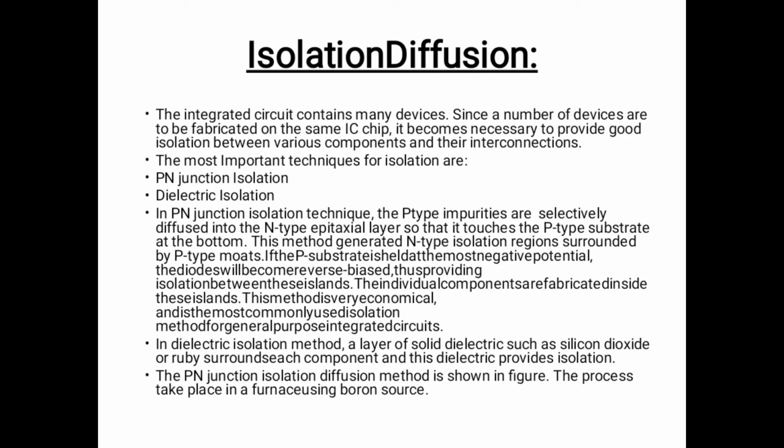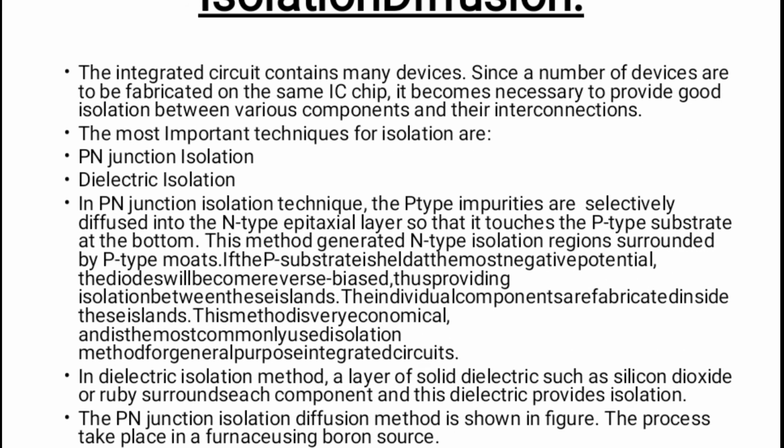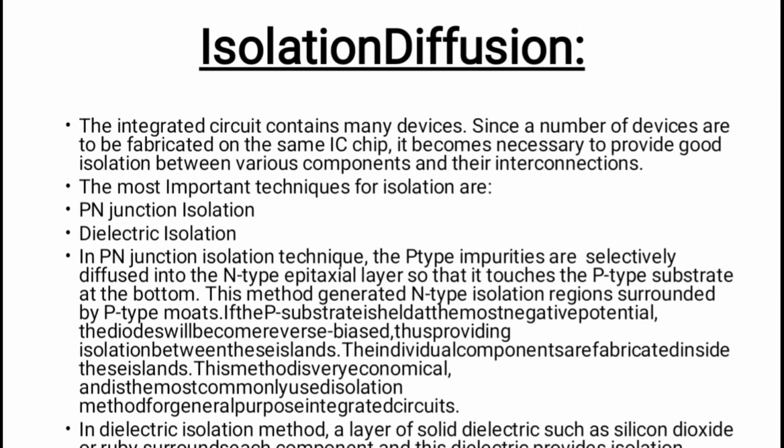The isolation diffusion. Integrated circuits contain many devices. Since a number of devices are to be fabricated on the same IC chip, it becomes necessary to provide good isolation between various components and their interconnection. The most important techniques for isolation are PN junction isolation and dielectric isolation.